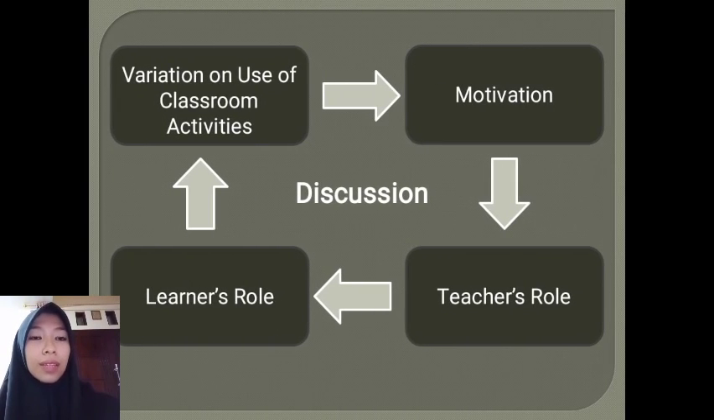Okay, now let us move to the discussion. The first point is variation on use of classroom activities. The second is motivation. The third is teacher's role, and the last is learner's role.